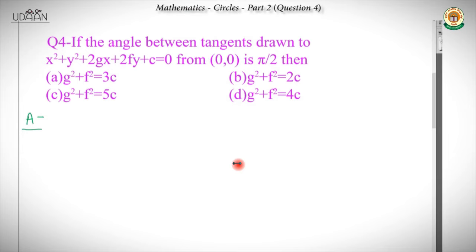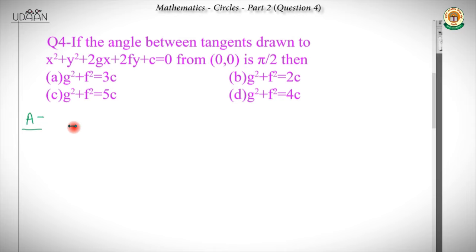Alright, so we have question 4 over here, which says, if the angle between tangents drawn to x square plus y square plus 2gx plus 2fy plus c is equal to 0 from 0 comma 0 is pi by 2, then g square plus f square is equal to 3c or 2c or 5c or 4c. Alright, so let's see how we'll solve this question. Since we know that the director circle is the locus of the points from which the angle between the pair of tangents drawn to a given circle is pi by 2.